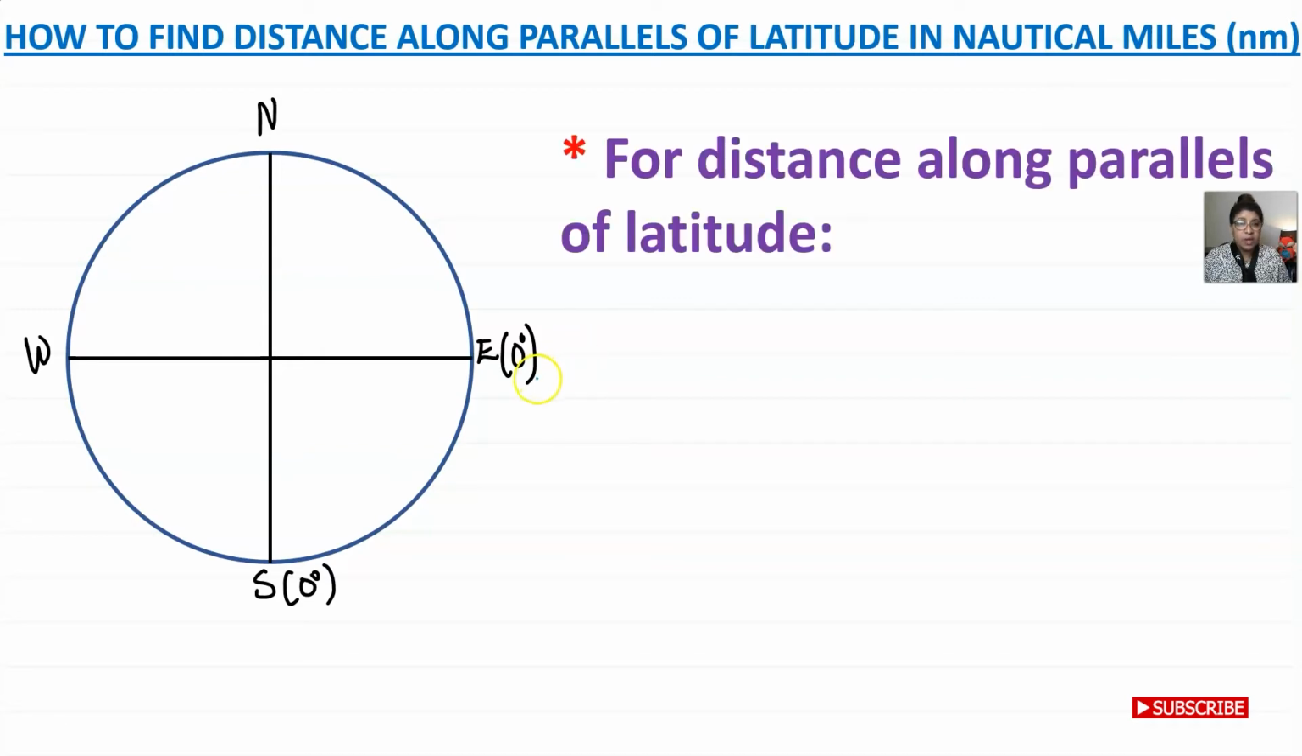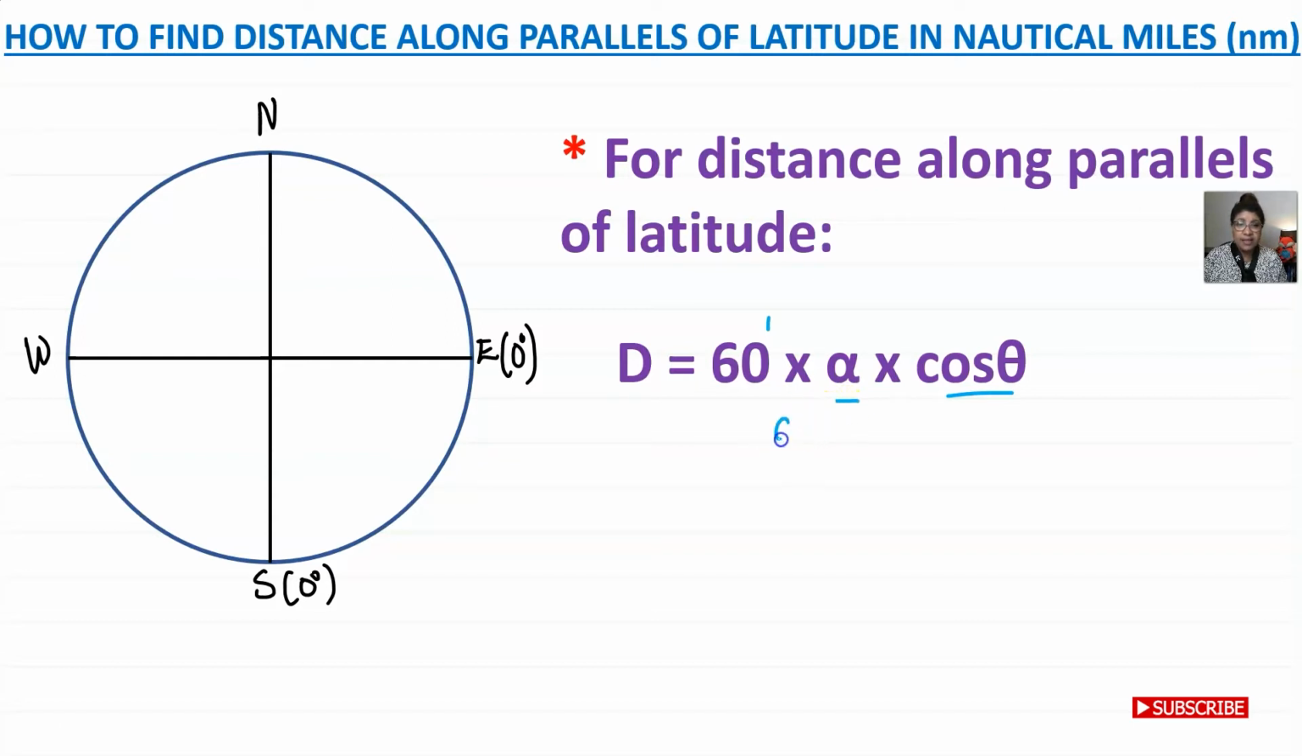For distance along parallels of latitude, the formula that we need is distance equals 60 minutes times alpha times cos theta. Now you need to know what the alpha is and the cos theta is. Most importantly, you need to understand what they are, because some books will use alpha as theta, and some will use theta as alpha, and you're going to get confused. So the best thing is to understand, and I'm going to show you now.